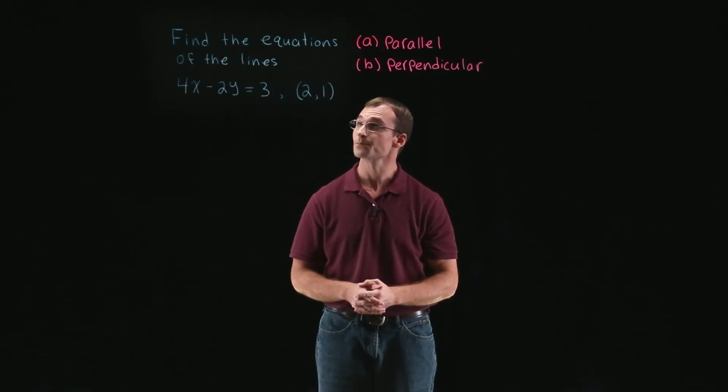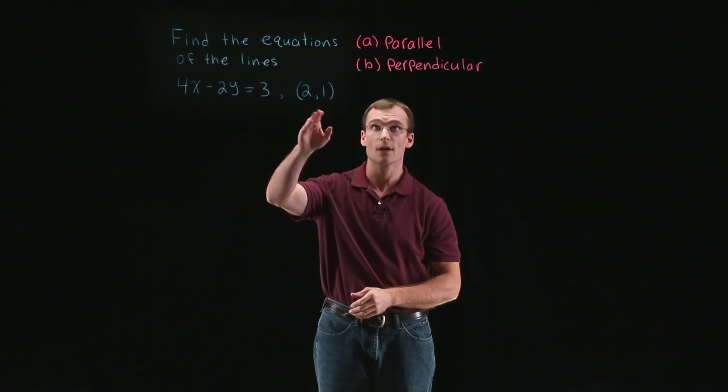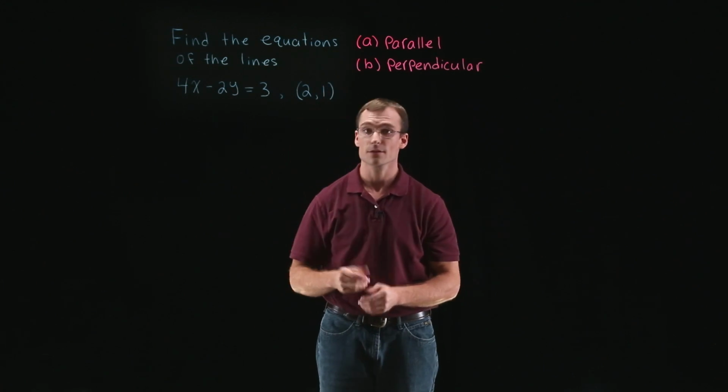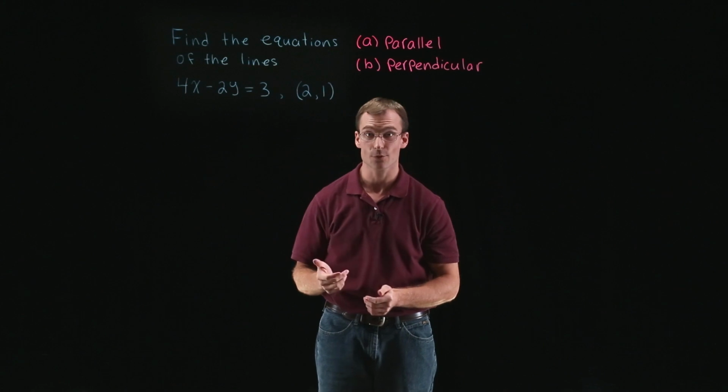Hello everyone, I'm Adam. In this problem, we're going to find the equations of the lines through the point (2, 1) that are parallel and perpendicular to the line given by our equation here, 4x minus 2y equal to 3.